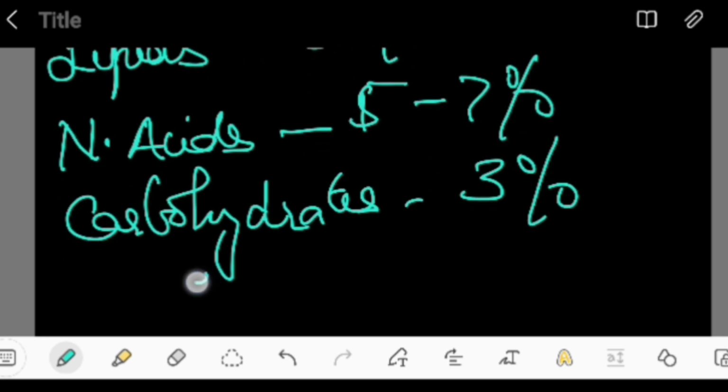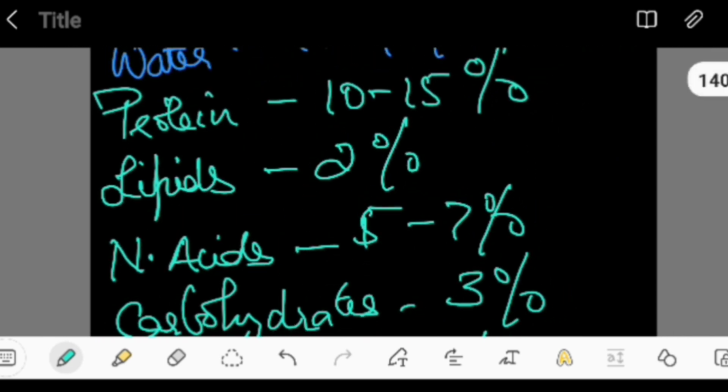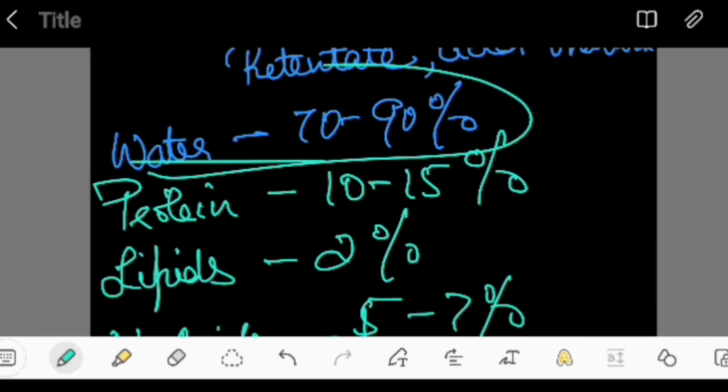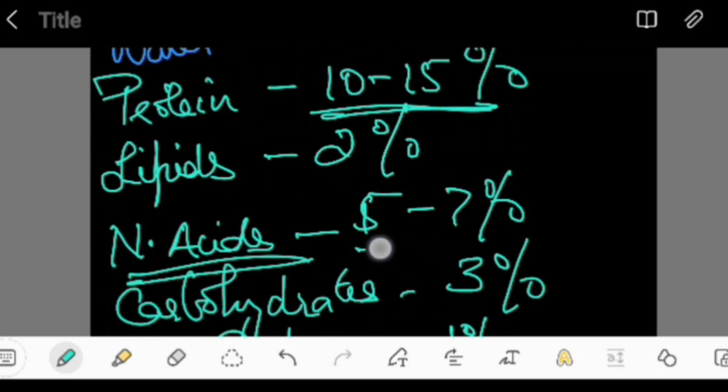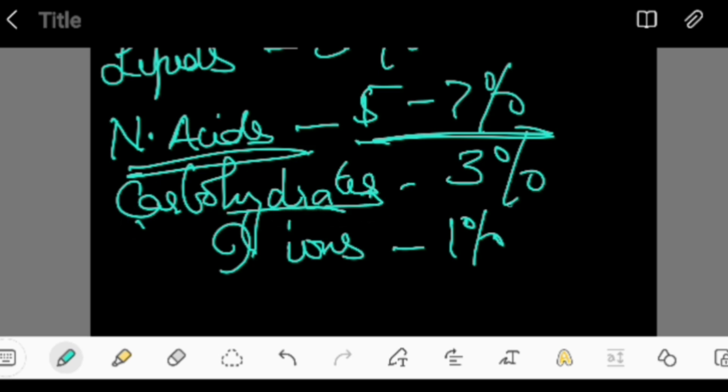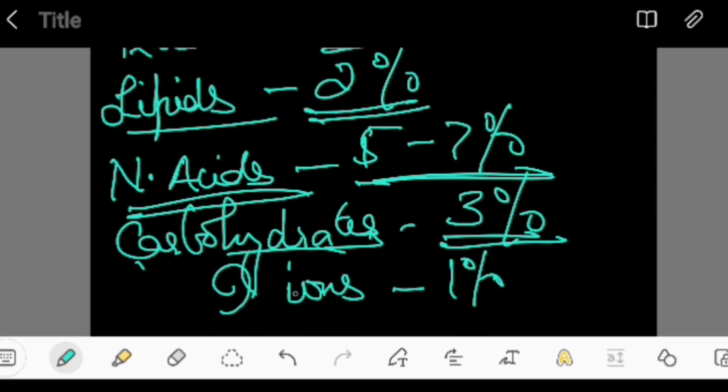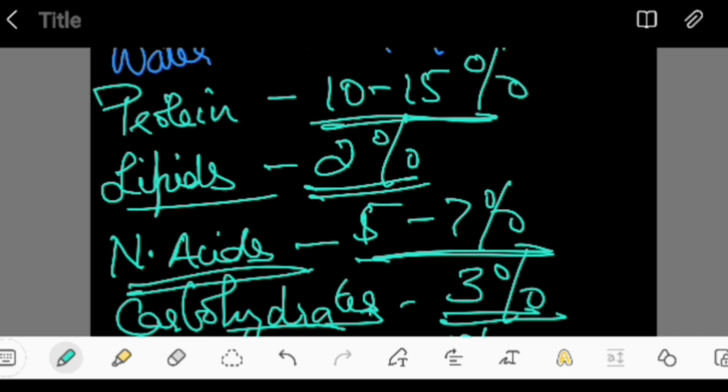And then the rest, inorganic ions, just 1%. Just remember these data, no need to memorize anything else, just remember it. Water is almost 70 to 90% of the cell. Protein is 10 to 15%. Then you have nucleic acid, which is 5 to 7%. Then carbohydrates, 3%. Lipids, just 2%. And inorganic ions, just 1%. So once again, water 70 to 90%, protein 10 to 15%, lipids 2%, nucleic acid 5 to 7%, carbohydrates 3%. Even though you eat rice all day, it's just 3%, and inorganic ions 1%.